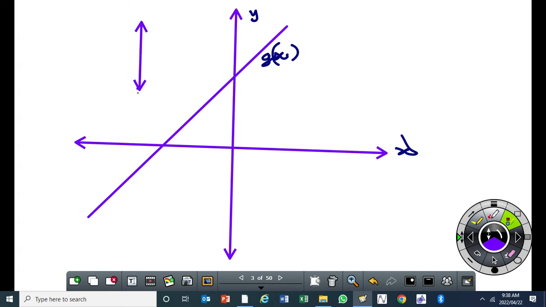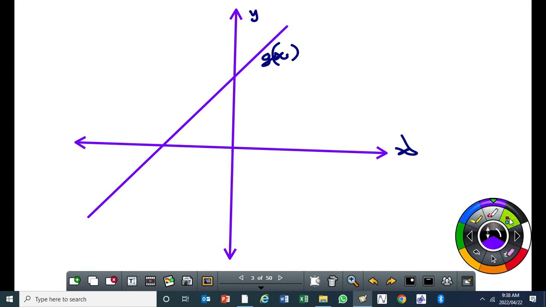I don't like this color. Okay, but blue is my favorite. Yes, blue is my favorite color. Right here is black.